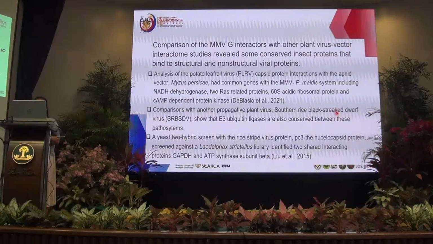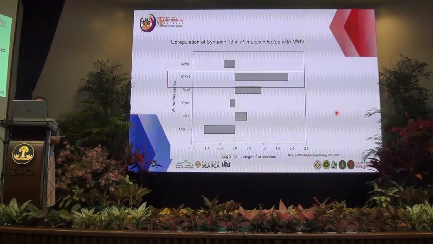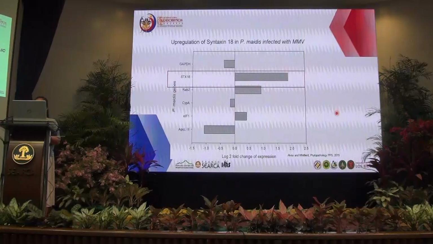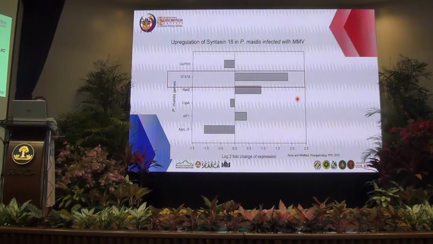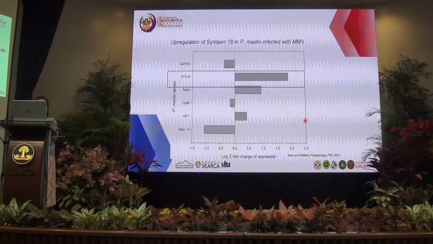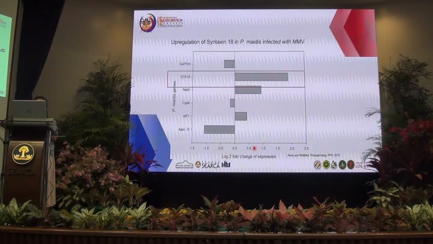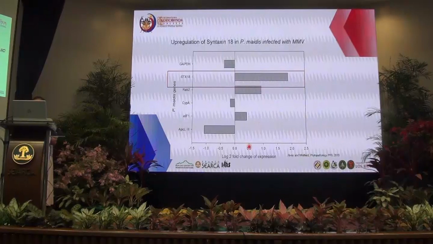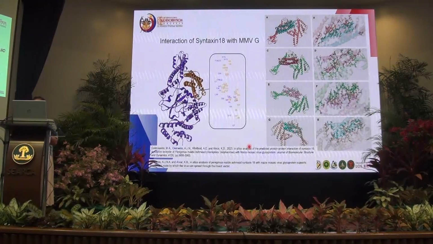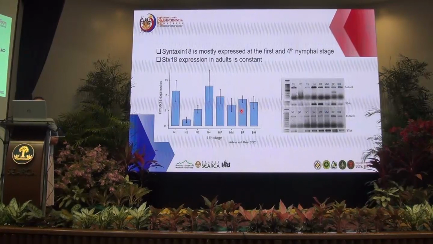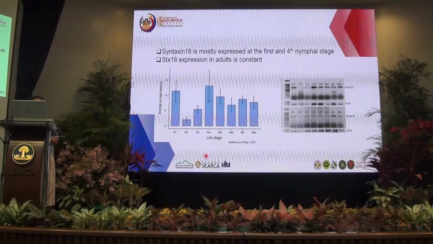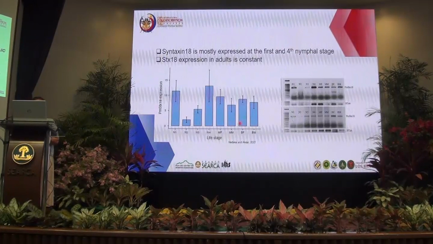There are other works that use the same methods as we did, and to better understand these potential receptors, we performed real-time PCR experiments, and we found that one of the genes, syntaxin 18, is upregulated, and another one is Rab2, but interestingly, apolipophorin is downregulated when the insect is infected with the virus. So we looked at the interaction of syntaxin and MMV. We performed in silico analysis and showed the specific amino acids interacting between these two proteins. We also analyzed the expression pattern of syntaxin 18 across the developmental stages, and we found that syntaxin is mostly expressed at the first nymph stage and fourth nymph stage, and it is sustained in the adult stage.